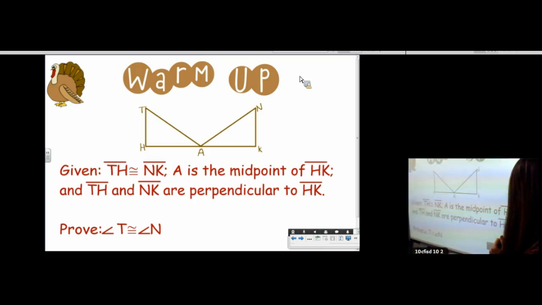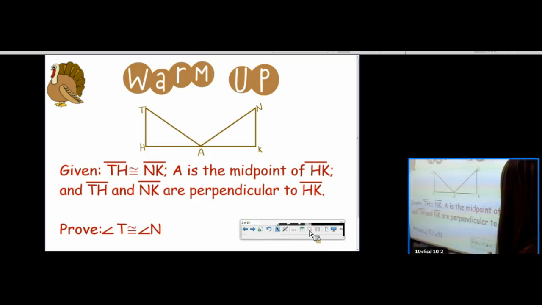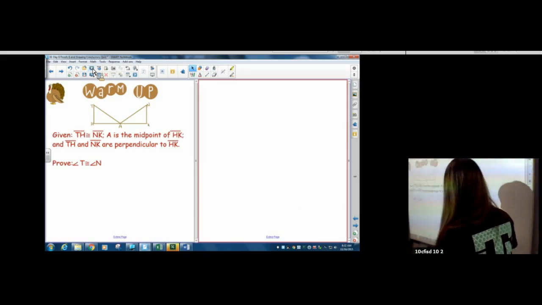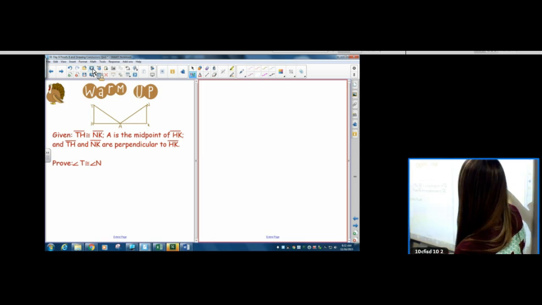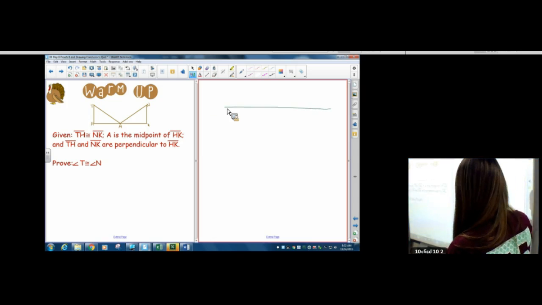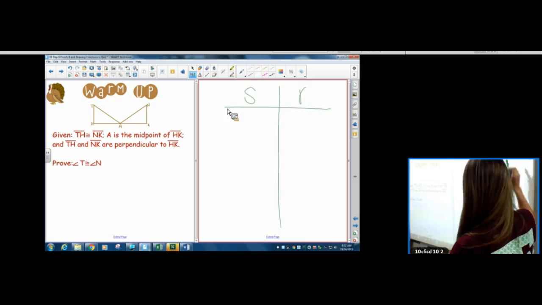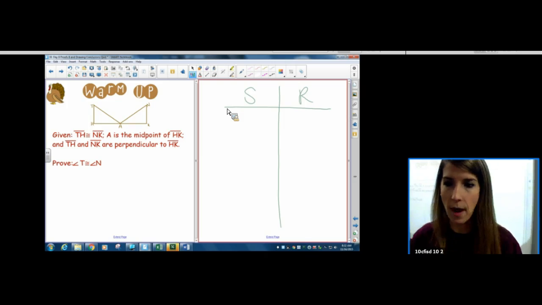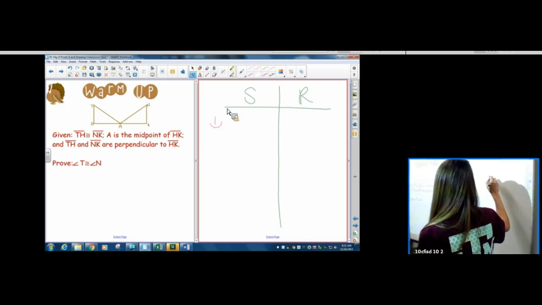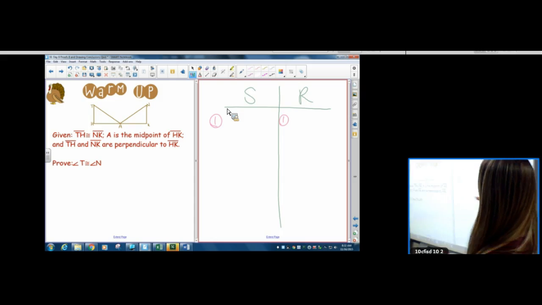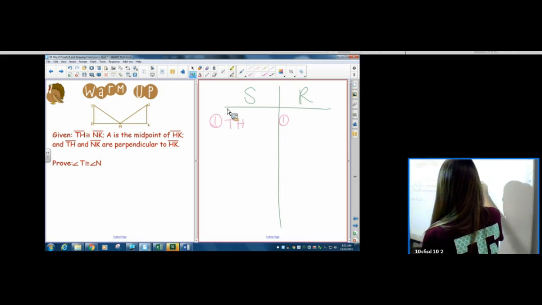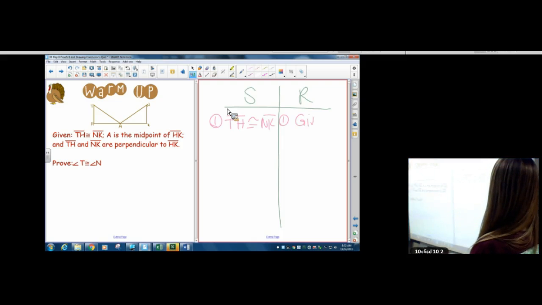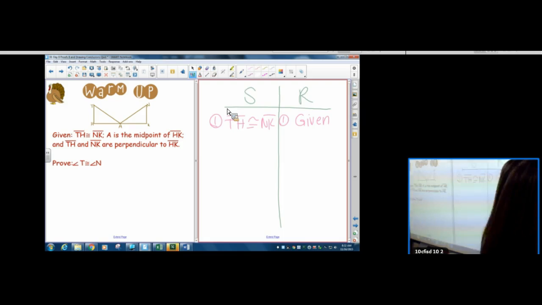All right, so we're going to still do two-column proofs. We're sticking with that for now. And so when we have two-column proofs, we have our statements and we have our reasons. So we're going to make statements and we're going to say why. Number one, let's just start with our first given. That's an easy place to always start, is with the first thing that is given. And we state the reason, and it is given.